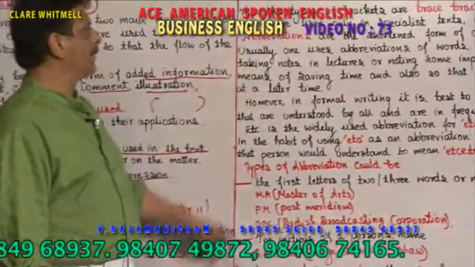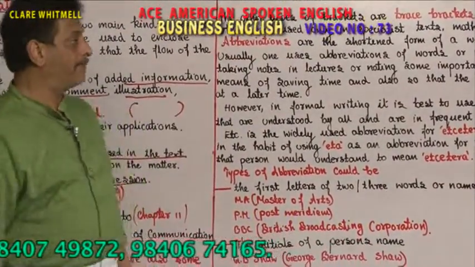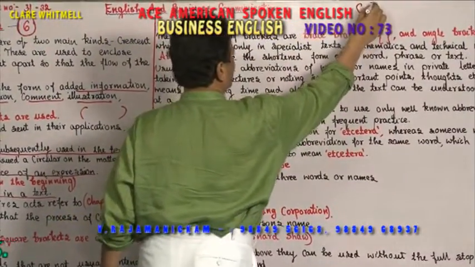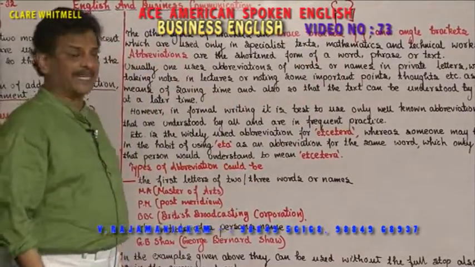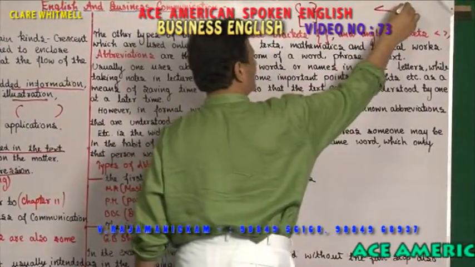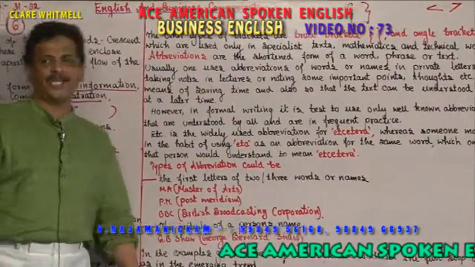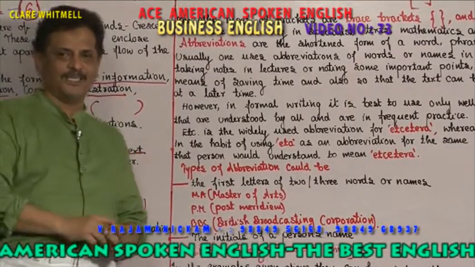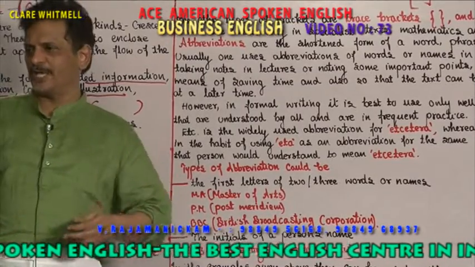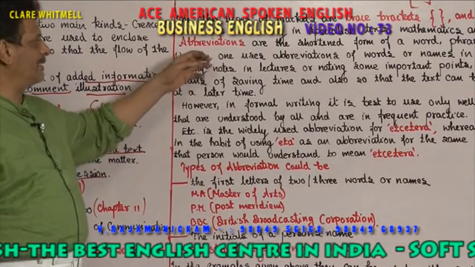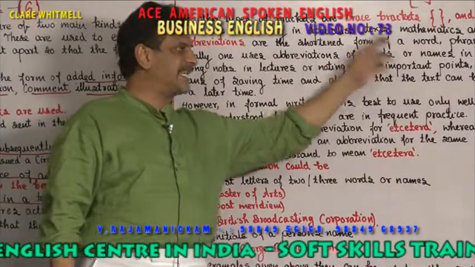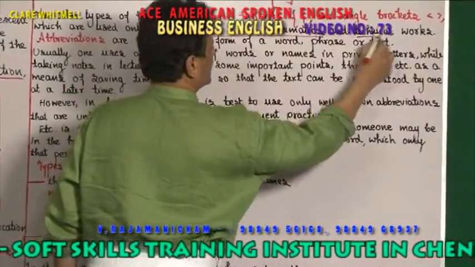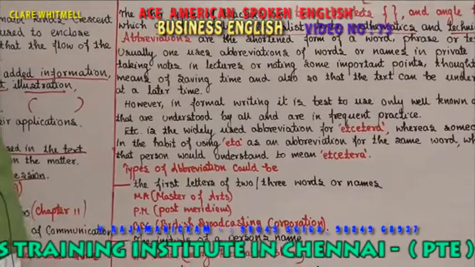So, coming here, other types of brackets are brace brackets. You write like this, it is called brace brackets, right. And angle brackets. This is angle brackets. Where do you use brace brackets and angle brackets? In mathematics, in statistics, in all these mathematical and science subjects. You are using brace brackets and angle brackets, which are used only in specialist texts, mathematics and technical works.